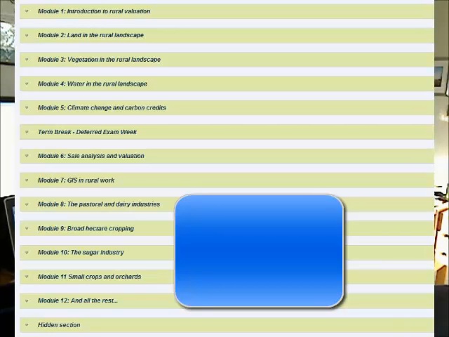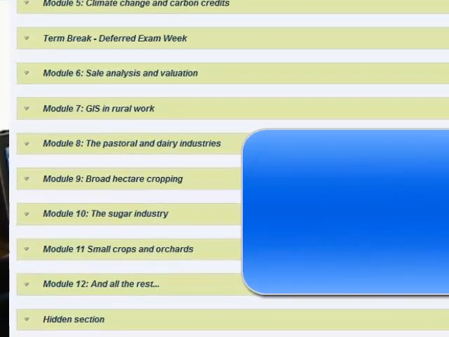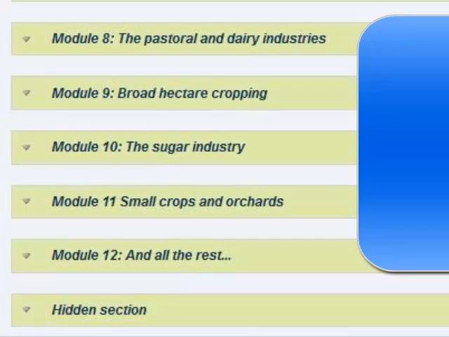Ultimately, if you find yourself practicing in rural valuation, you may be in a sugar area or a beef area or what have you, and so what is important to you in that case will be obvious from the district you're working in. However, to have an overall feel for rural valuation, it's important that you're able to speak the language and understand the dynamics of as many aspects of rural land use as possible. And so Modules 8 to 12 are extremely important.